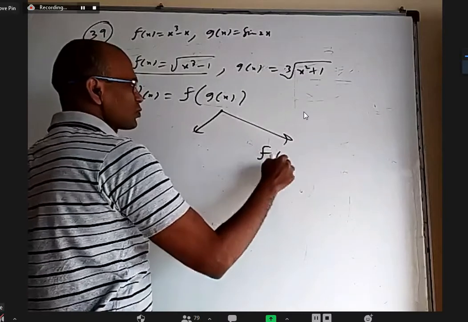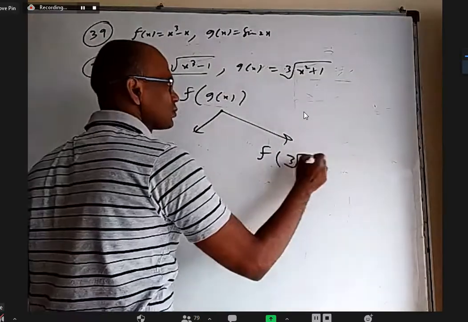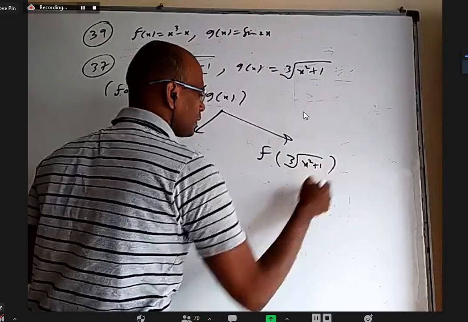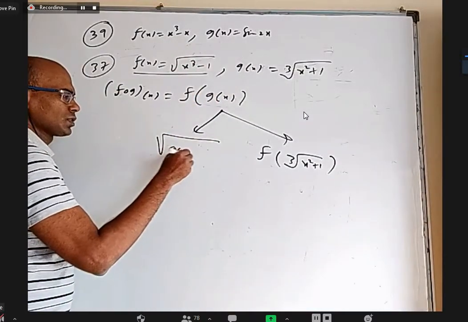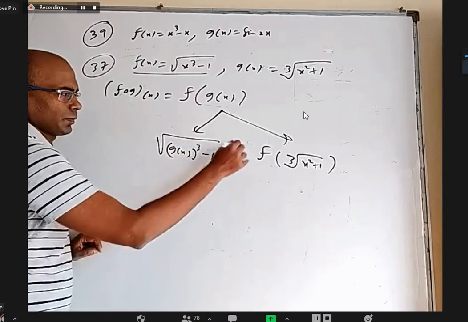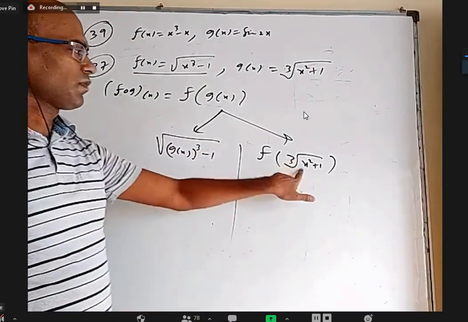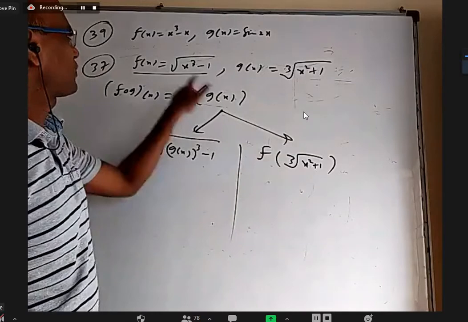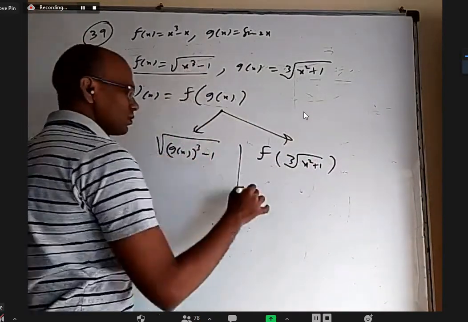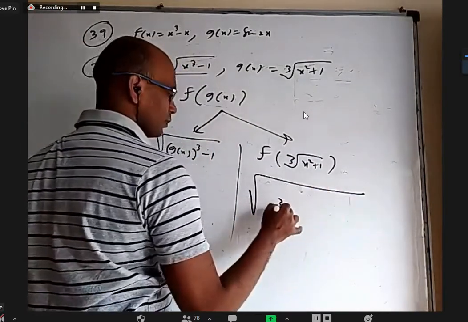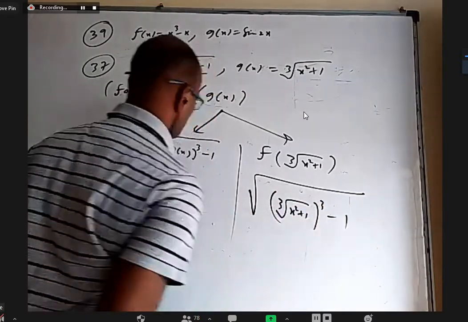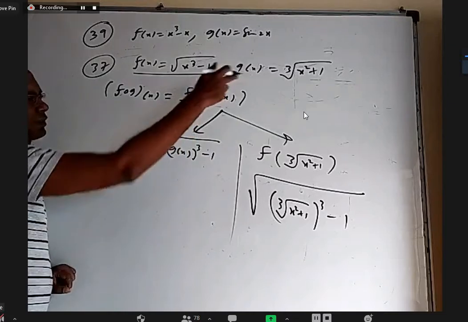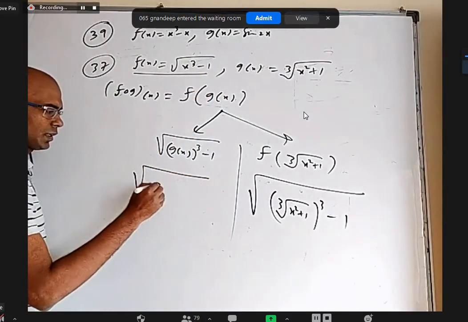Both ways will give the same answer. First you substitute g of x inside, which is cube root of x square plus 1. Or substitute g of x here, which is root over g of x whole cube minus 1. Both are same. In the f definition, wherever x is there, replace with this. So that is going to come square root of cube root of x square plus 1 whole cube minus 1. Or now in the place of g of x, substitute it. You will get the same thing again.